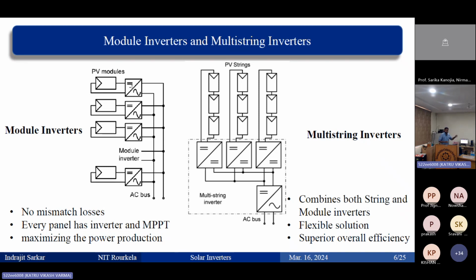This is the thing you need to think about from a product acceptability point of view. Okay, now this is the multi-string inverter. This combines both the string and module inverters.